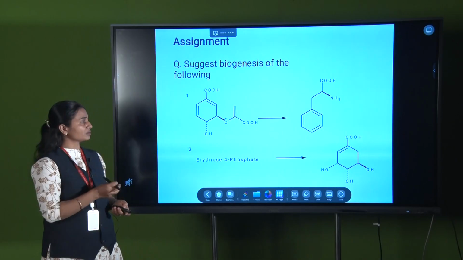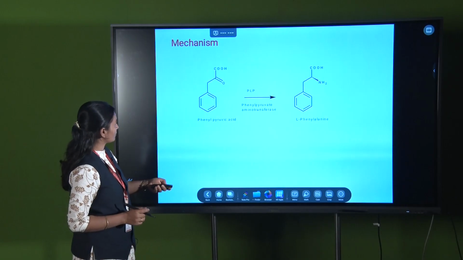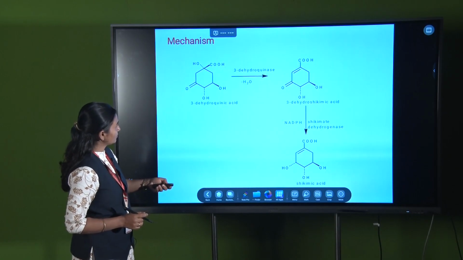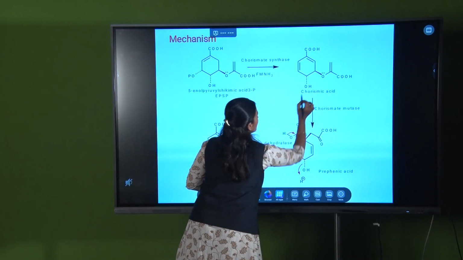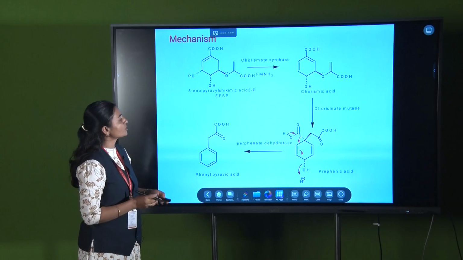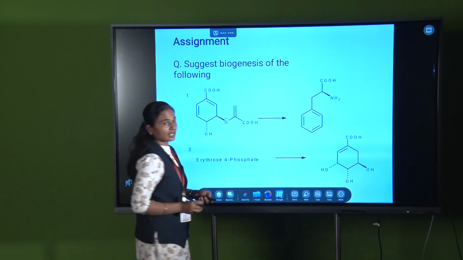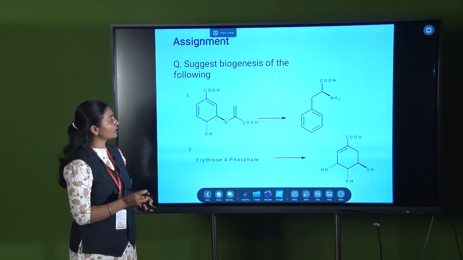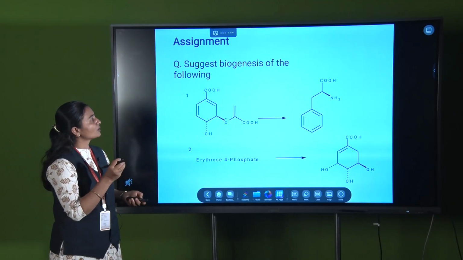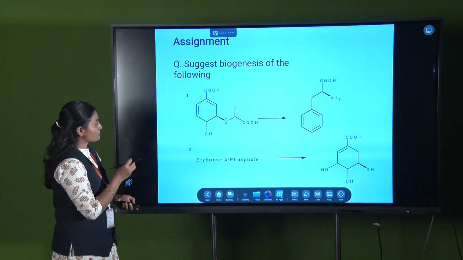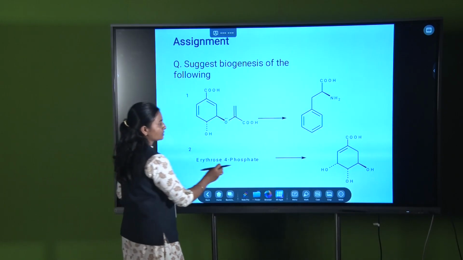So, this is the assignment on this topic. We can see that this is chorismic acid. We have seen how this chorismic acid is derived. This is shikimic acid and this is chorismic acid. The question asked is how chorismic acid is derived, and how chorismic acid is converted to L-phenylalanine, the aromatic amino acid. We have just seen the biosynthesis of phenylalanine with the help of the shikimic acid pathway. The second question is about erythrose 4-phosphate and the genesis of shikimic acid.